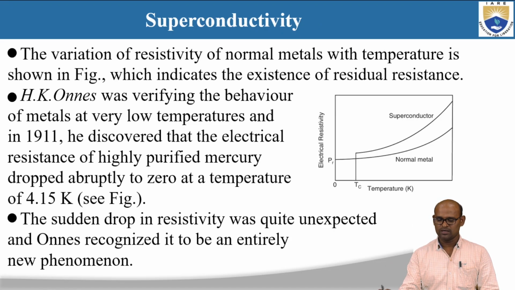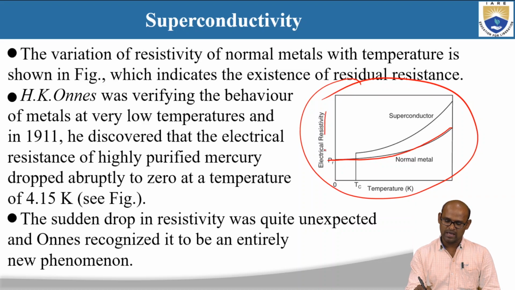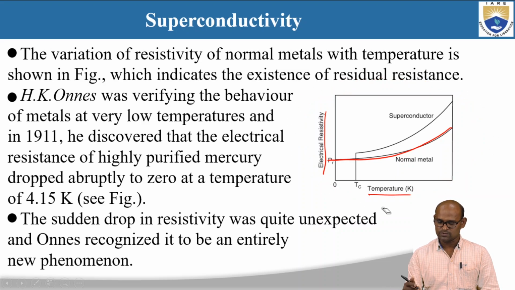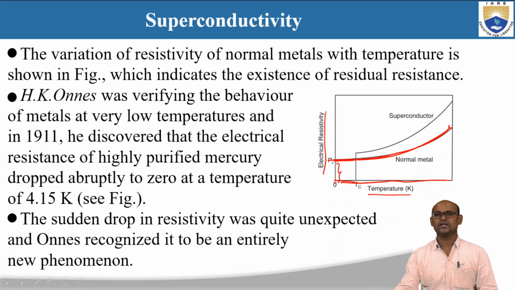So that can be understood by using this graph very clearly. If you have a normal metal, this is the behavior of a normal metal. The y-axis is resistivity. I am plotting resistivity versus temperature. The graph clearly shows that as I decrease the temperature, the resistivity of this metal decreases, but even if I decrease the temperature to 0, there is still some finite resistance. This is called residual resistance in metals.